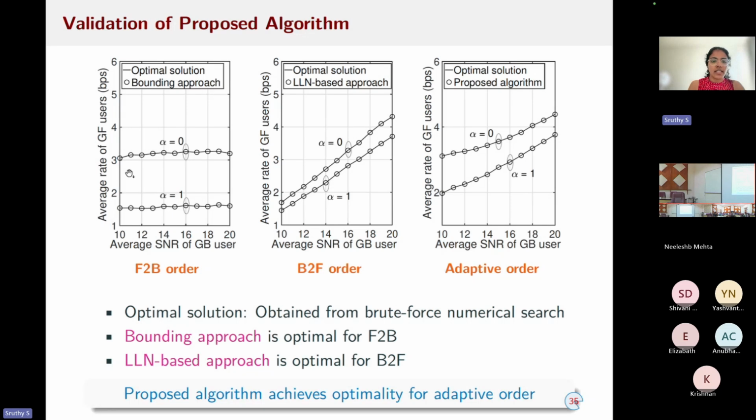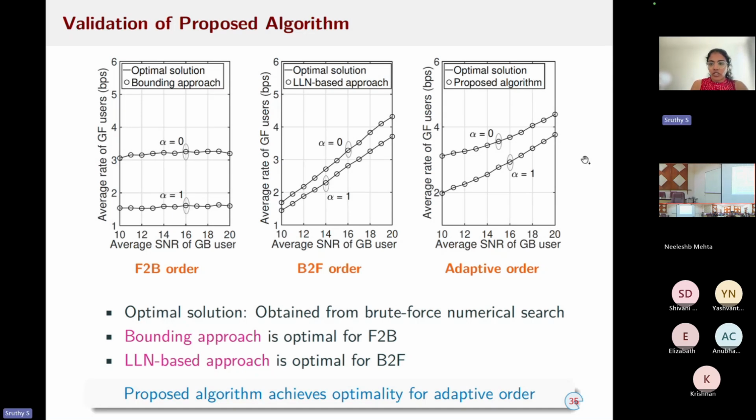And here we can see that the bounding approach achieves the same average rate as the optimal solution across all the SNRs and alpha values, where alpha is the fairness level parameter. We can also see that as alpha increases, the fairness improves, and thus the average rate decreases. Similarly, for the B2F order also, our proposed LLN-based approach is optimal. And for the adaptive order also, we can see that our proposed algorithm achieves optimality.